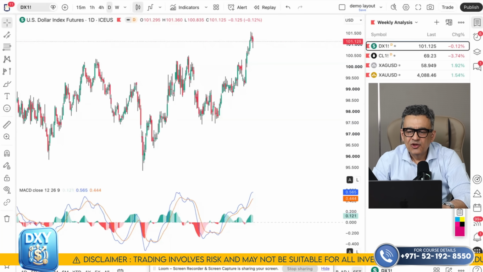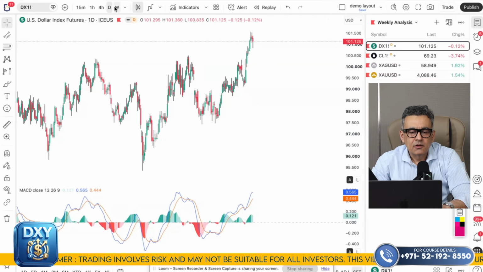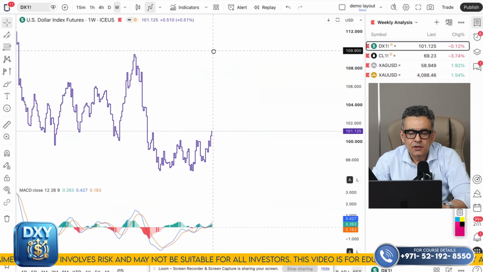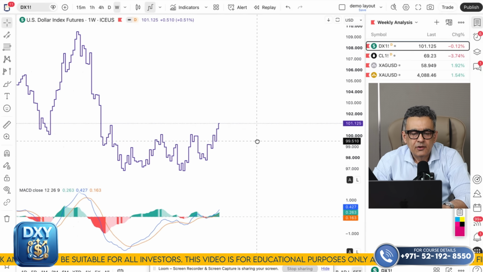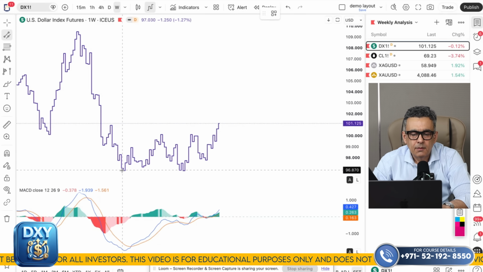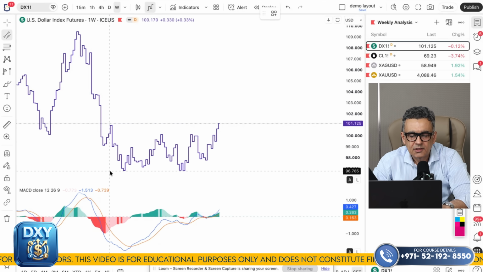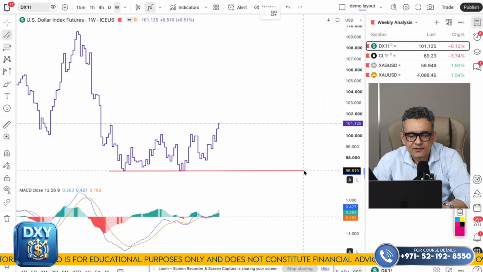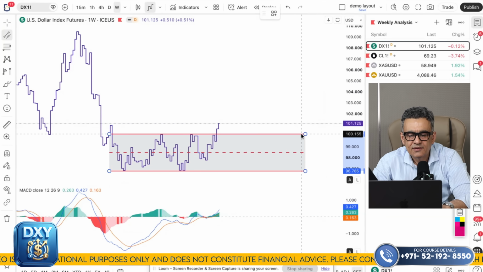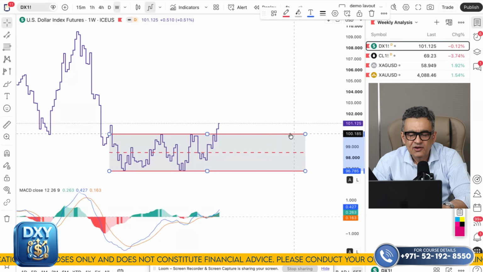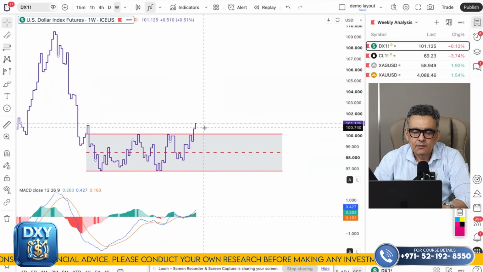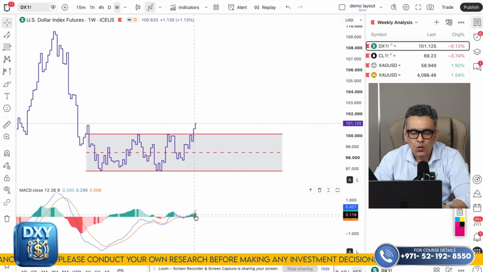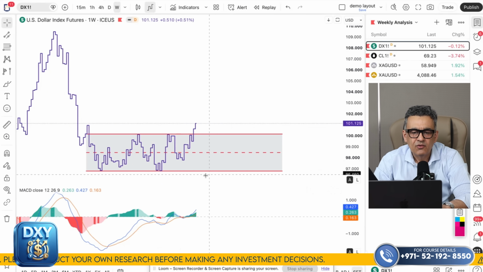So let's begin with USD index, and I'll be starting on the weekly frame, turning into a line chart, and it is really simple here. So I'm just gonna mark a parallel channel here at the bottom. So this is connecting the lows and this is the high here. So USD index has broken out. So it has broken the upper channel resistance and there is no dent. There is no bearish divergence here.